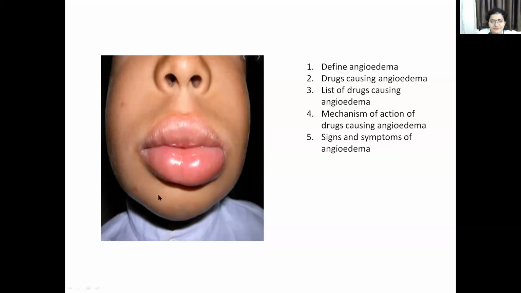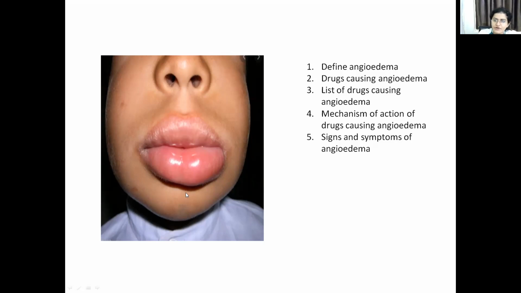As you can identify, there is swelling of the lips. Okay, swelling of the lips. So it is called angioedema. So what are the drugs causing angioedema? The most common drugs you all will be knowing, that is your ACE inhibitors, that is angiotensin converting enzyme inhibitors. Then what is the mechanism of action of drugs causing this angioedema, and the signs and symptoms?